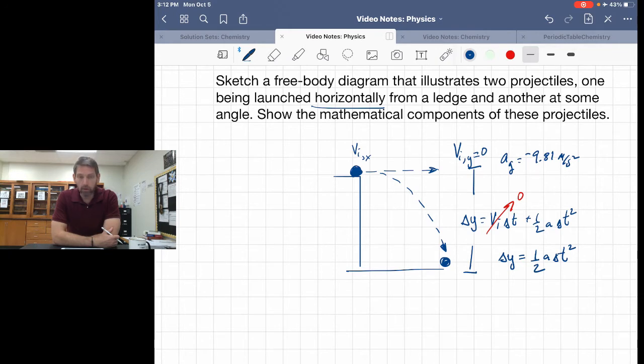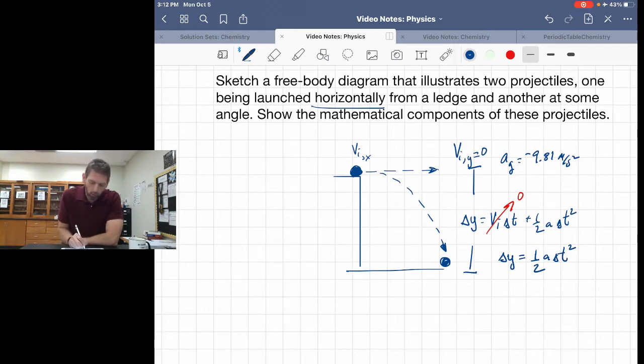So this is the displacement and the motion along the y-axis. Its initial velocity on the y-axis is 0 because it's in free fall. And its displacement on the y-axis, we're familiar with this, with no initial velocity, is just 1/2 the acceleration due to gravity, times time squared.